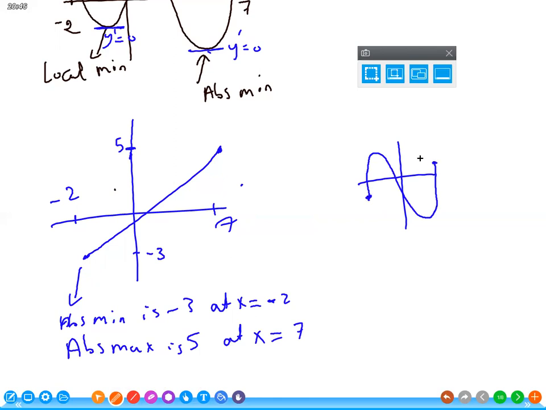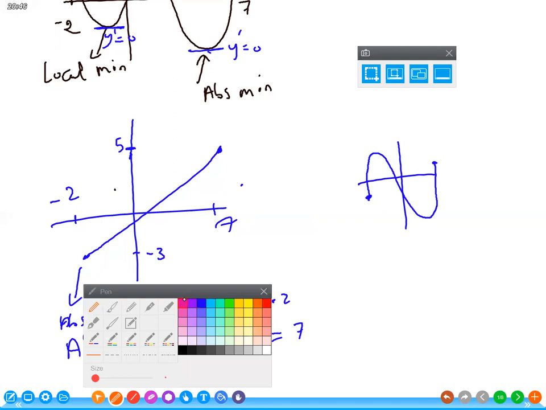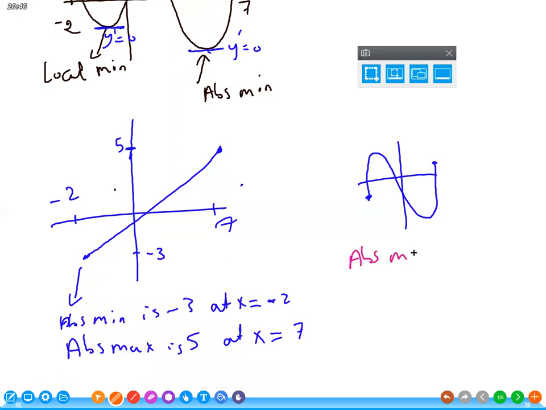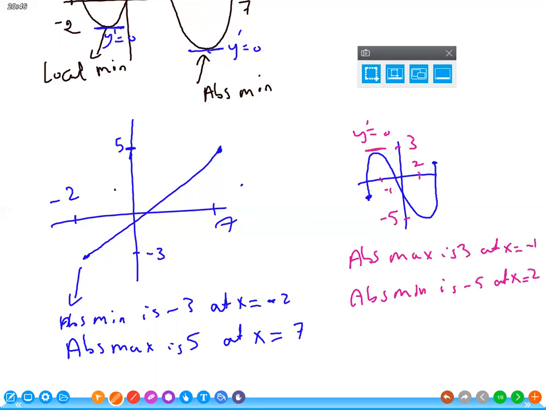Also for the closed interval, here in a different color, the absolute maximum is 3 at x equal -1. This is how to find it, derivative equal to 0. And the absolute minimum is -5 at x equal 2. This is as an introduction. From this example, you will know that if you have a closed interval, you must have an absolute maximum and absolute minimum, either at the end point of the interval or at the critical points.